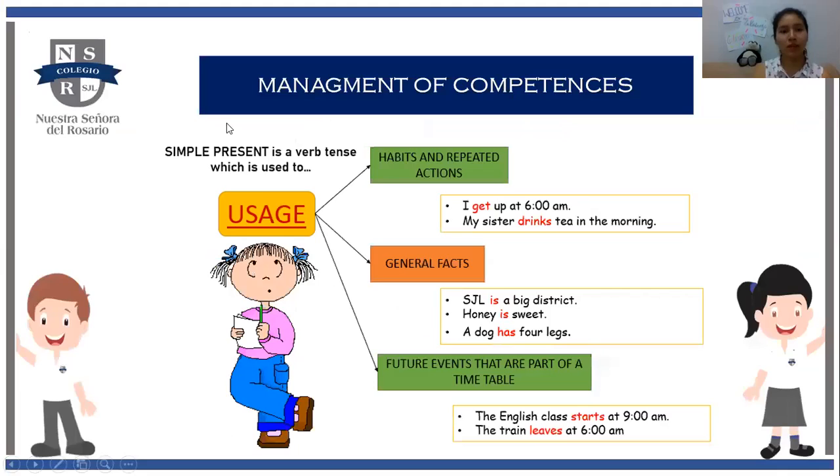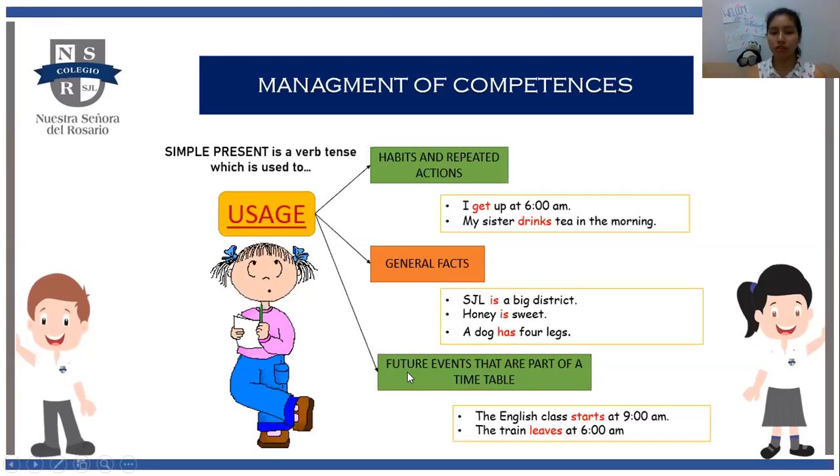As you can see, simple present is a verb tense which is used for habits and repeated actions, like I get up at 6 a.m. and I go to work every day. Or like you go every day, you wake up and study every day. My sister drinks tea in the morning. Those are 2 examples. General facts: San Juan del Lurigancho is a big district. Honey is sweet. A dog has 4 legs.